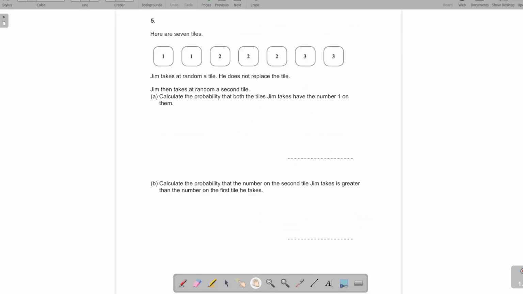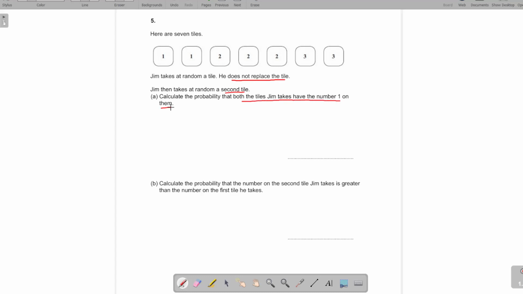Next question. Question 5. Here are 7 tiles. Jill takes random tiles. He does not replace the tiles. Jill then takes a random second tile. Calculate the probability that both tiles Jim takes have the number 1 on them.